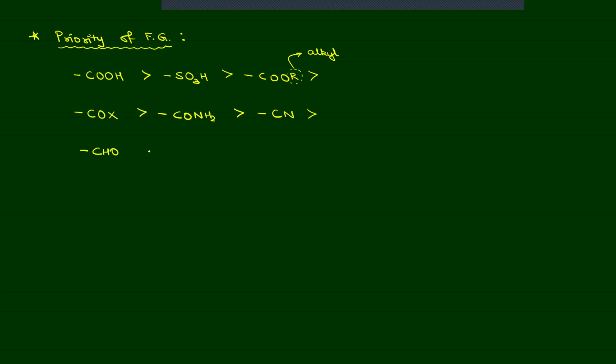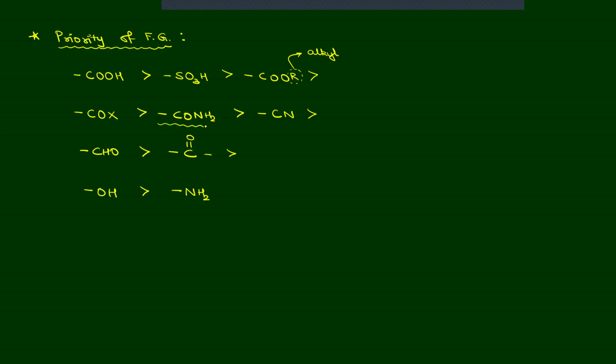CHO, aldehydes. C double bond O, ketones. OH, alcohol. NH2, amines. Now observe the difference.